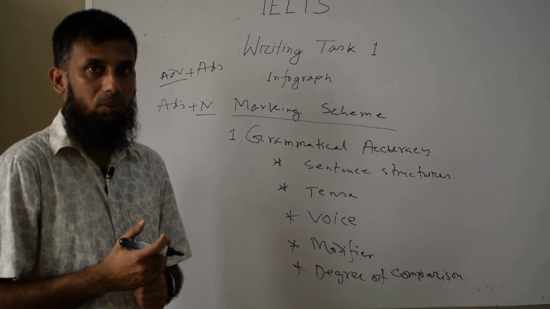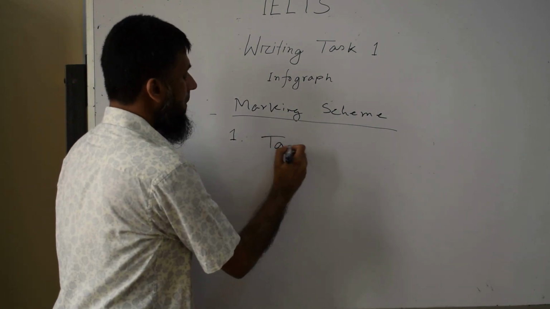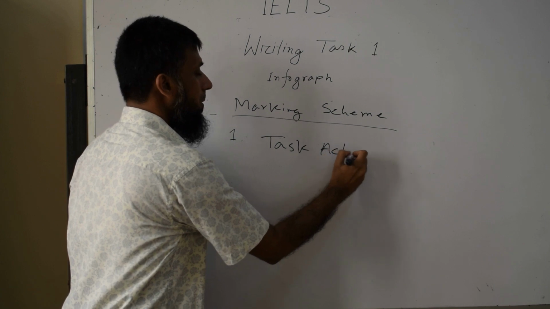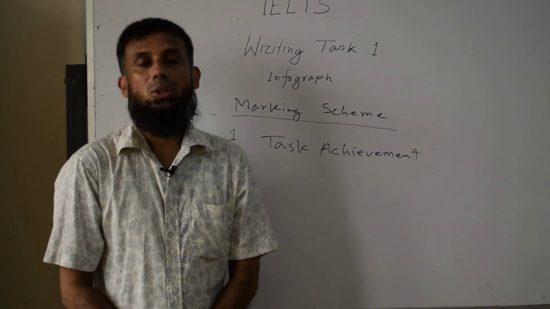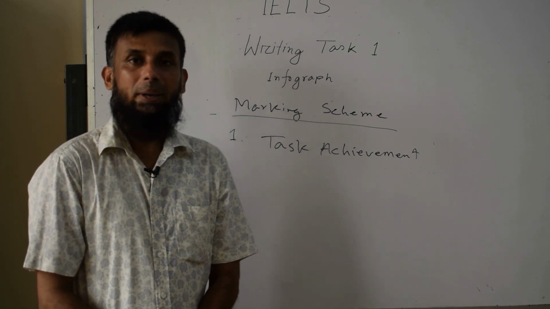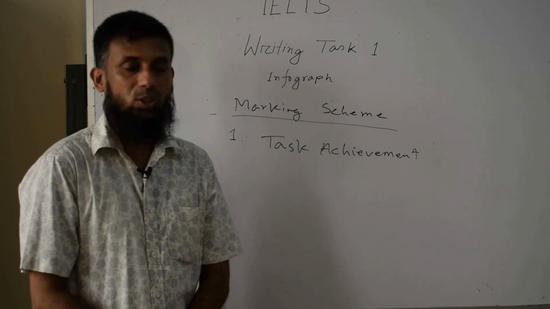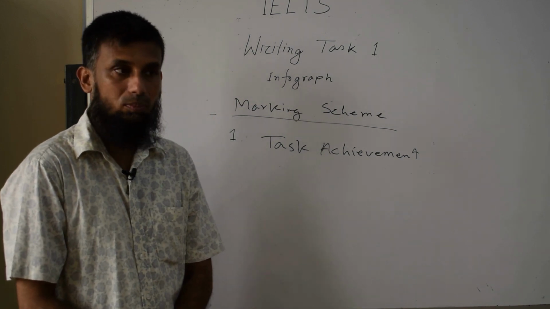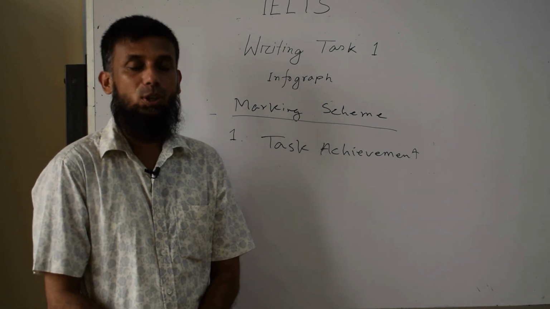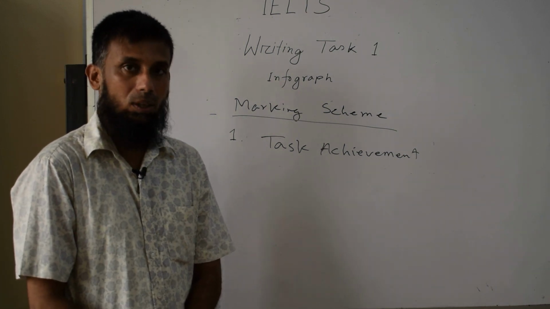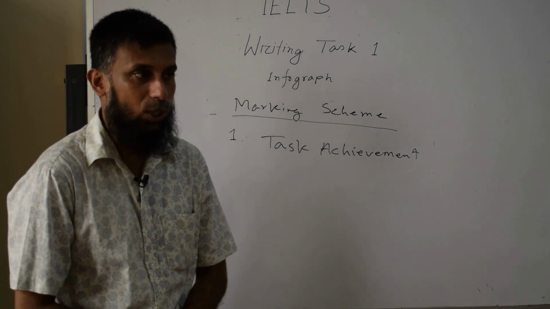The second aspect of the marking scheme for writing task 1 is task achievement or task reflection. It refers to how well your writing describes the information presented in the task. And of course, your writing should reflect all the key information presented in the graph, I mean all the important information as well.